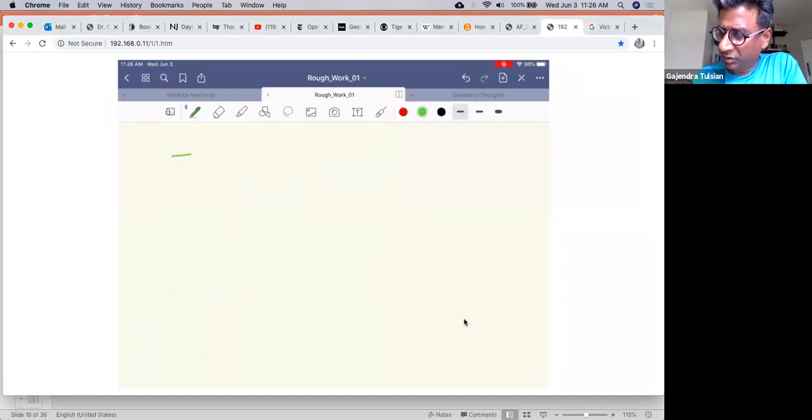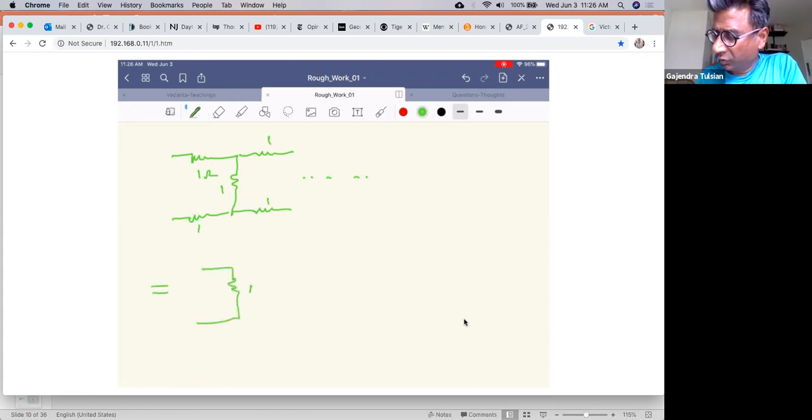Again, this is just a fun thing for you guys to try at home. So 1 ohm, 1 ohm. Again, one. This goes. So what is the value of R is the question.